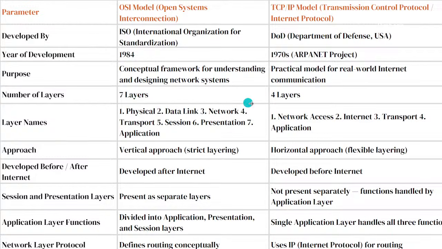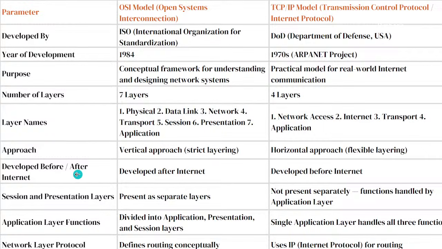OSI has 7 layers, TCP/IP has 4 layers. These are the layers in the OSI model, and these are the 4 layers in TCP/IP. OSI gives importance to the vertical approach, which is very important, one after the next. After physical only data link will come, after data link only the network layer will come, like that. And TCP/IP is flexible layering. It gives importance to the horizontal approach.